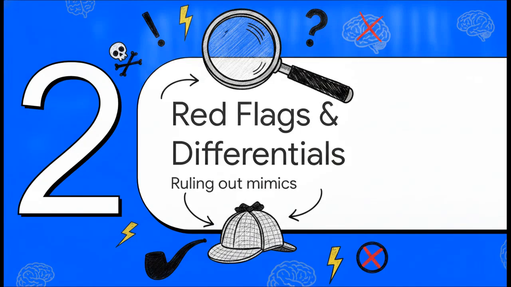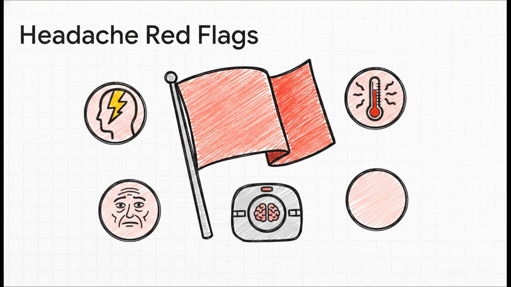Moving right along to section 2, red flags and differentials. Before we confidently stamp tension-type headache on the chart and just send them on their way, we have to play Sherlock Holmes. We need to rule out the dangerous mimics. If your patient presents with any of these red flags, you absolutely need to hit the brakes. We're looking out for that sudden thunderclap onset, systemic symptoms like fever or unexplained weight loss, or any focal neurologic deficits or papilledema on your exam.